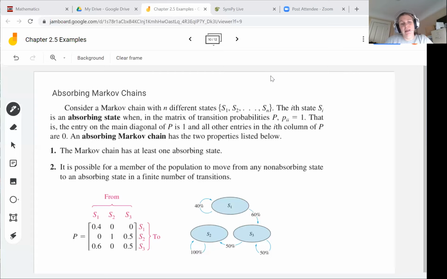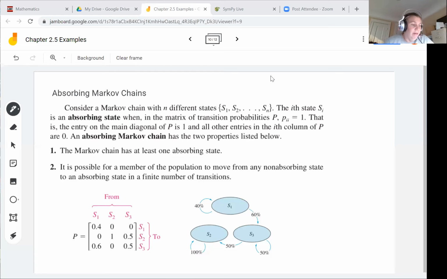We can see in S2, everything that makes it to S2 stays in S2, and then 50% from S3 move into S2 with each transition, and 50% stay within S3. And so we see in that last row the 60% coming from S1 to S3, and the 50% staying in S3.